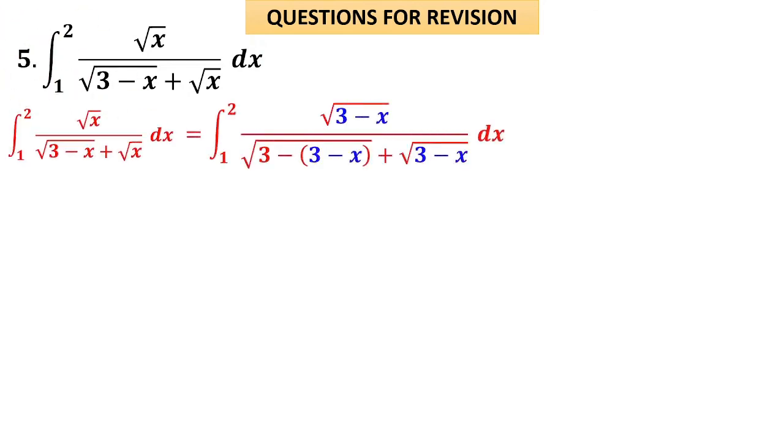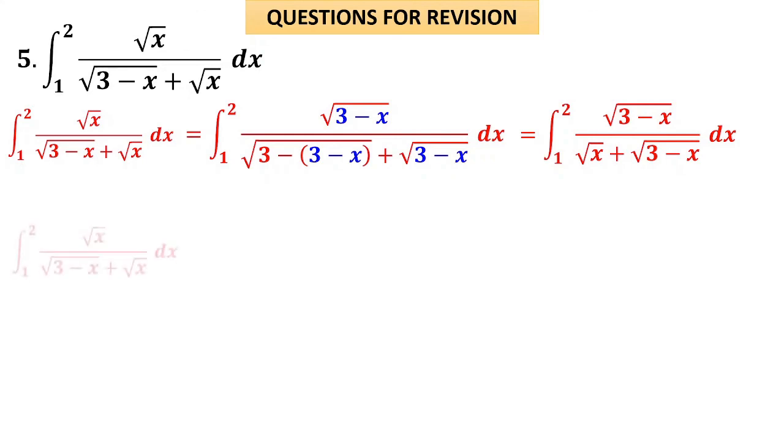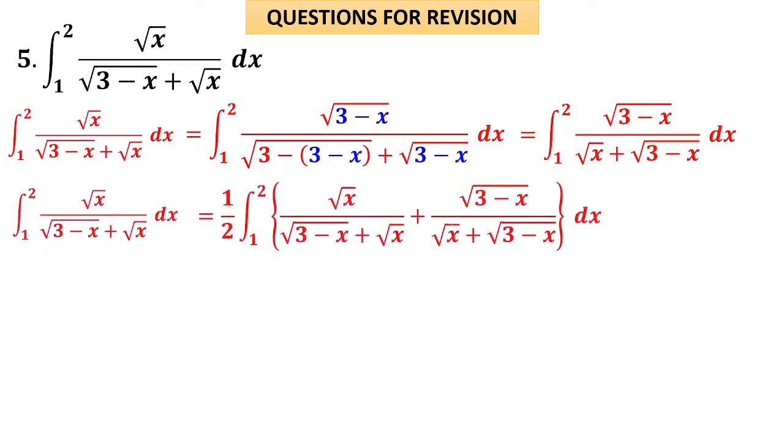Therefore, I am replacing wherever x comes by 3 minus x, because a plus b is 3 here. I am not changing the limit. From 1 to 2, numerator will become root 3 minus x, denominator will become root x plus root 3 minus x. Now the last property which we have already done: we started with the integrand, we got another integrand. Each integral will be equal to half of the sum of the two. Therefore first integrand is root x by root 3 minus x plus root x. Second integrand is root 3 minus x upon root x plus root 3 minus x.